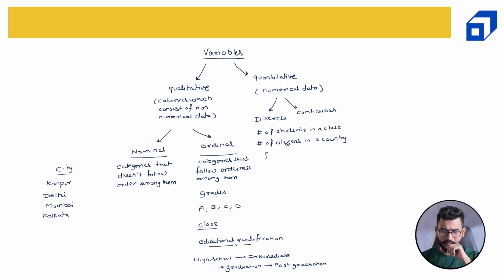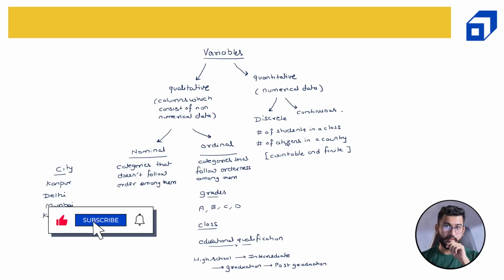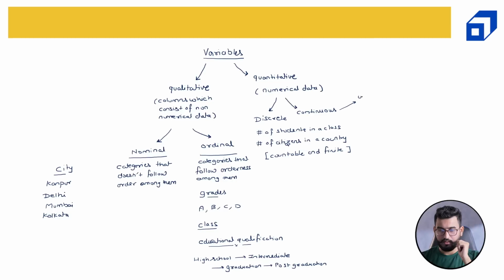So I'll just quickly write it in a bracket: countable and finite. When we talk about continuous, these are those variables which are uncountable and infinite. Let's take an example and it will make better sense. For example, let's take income.